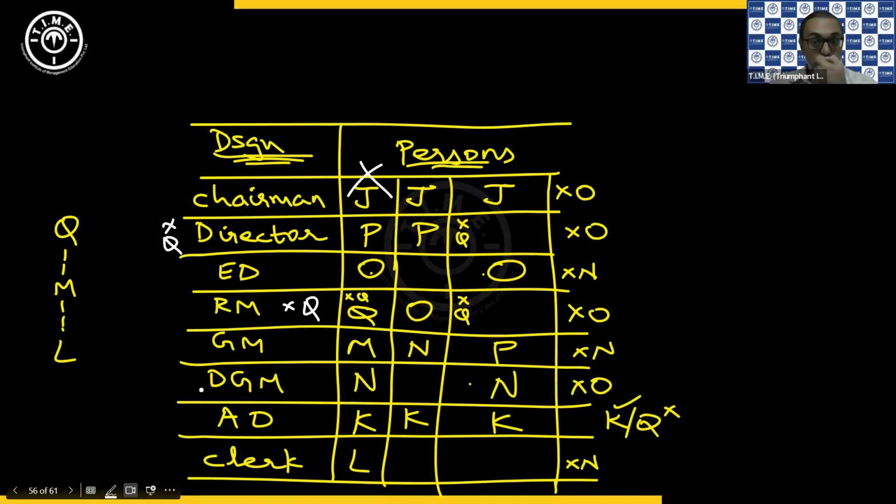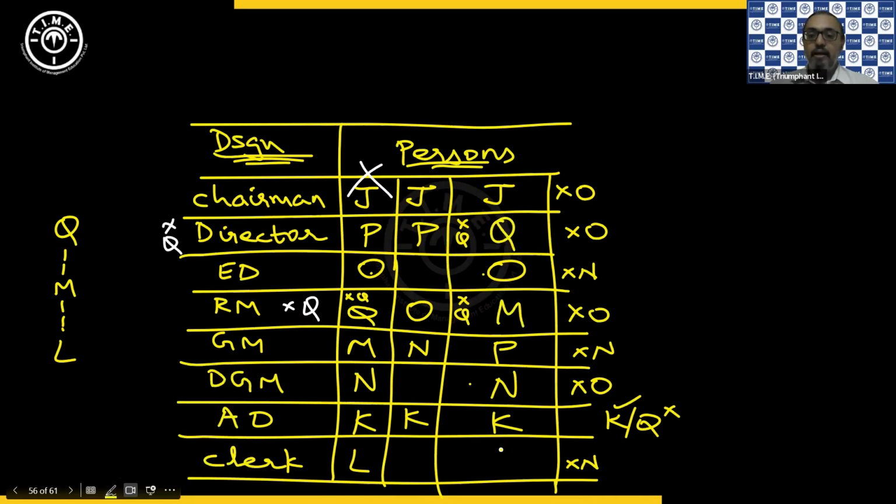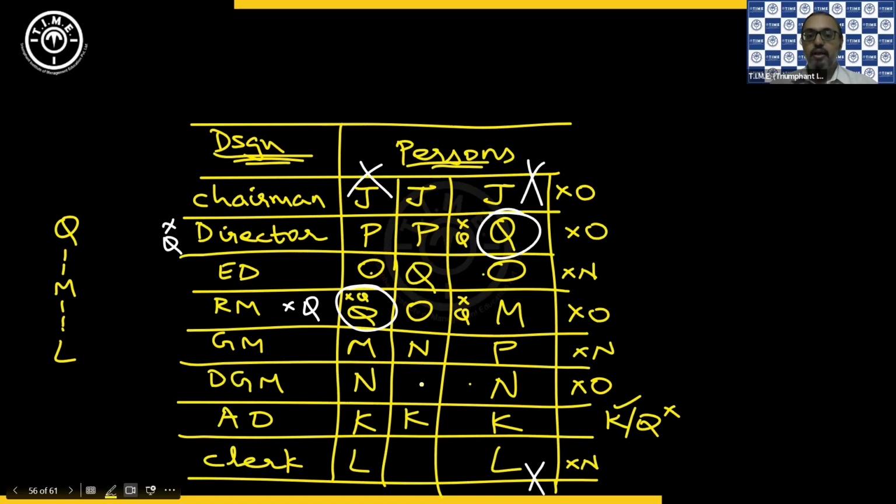Correct? Now look at the third case also. In the third case, I am getting Q, M and L. So in the third case also, it is not possible. The arrangement is ruled out because Q is coming as the director. Here Q is coming as the RM. Not allowed. So the only possibility now available is Q, M, L. So this is the only arrangement we have that satisfies the conditions. Correct?